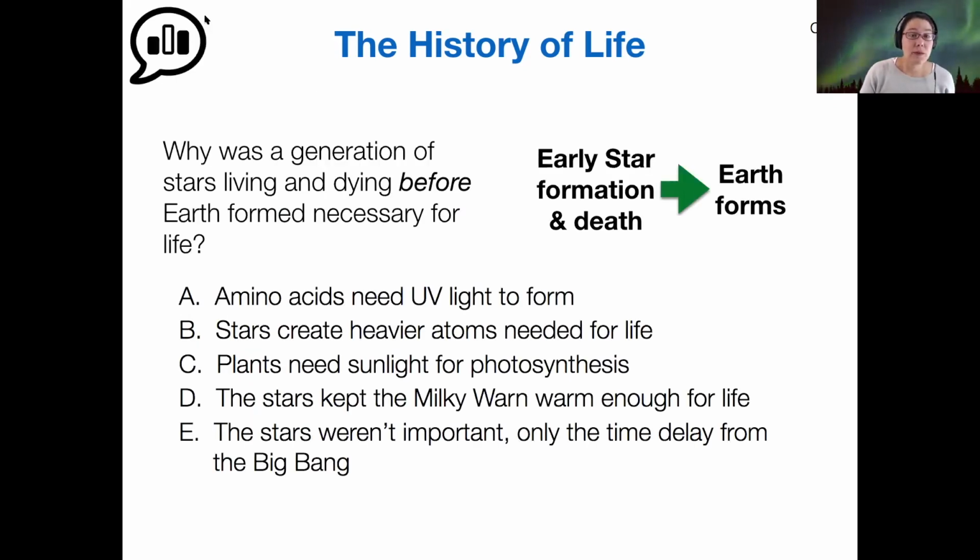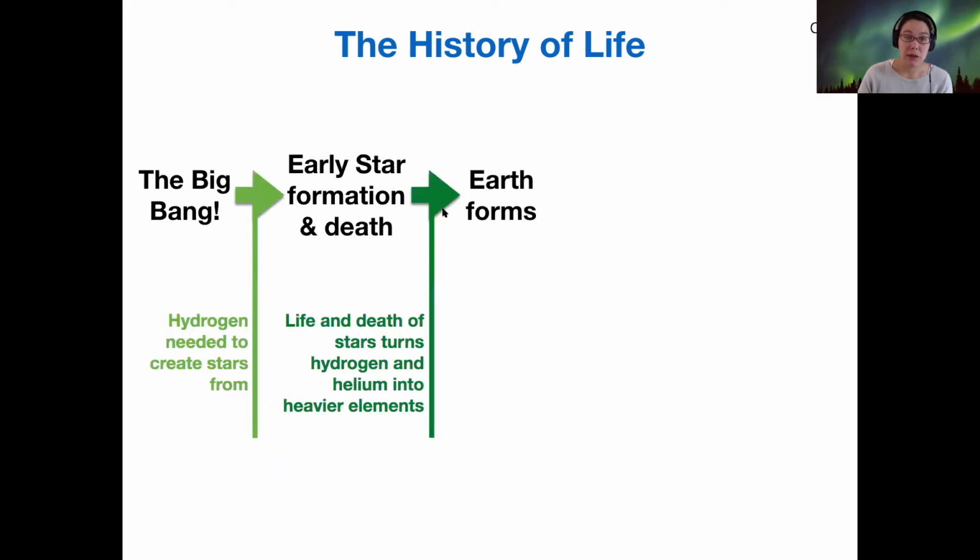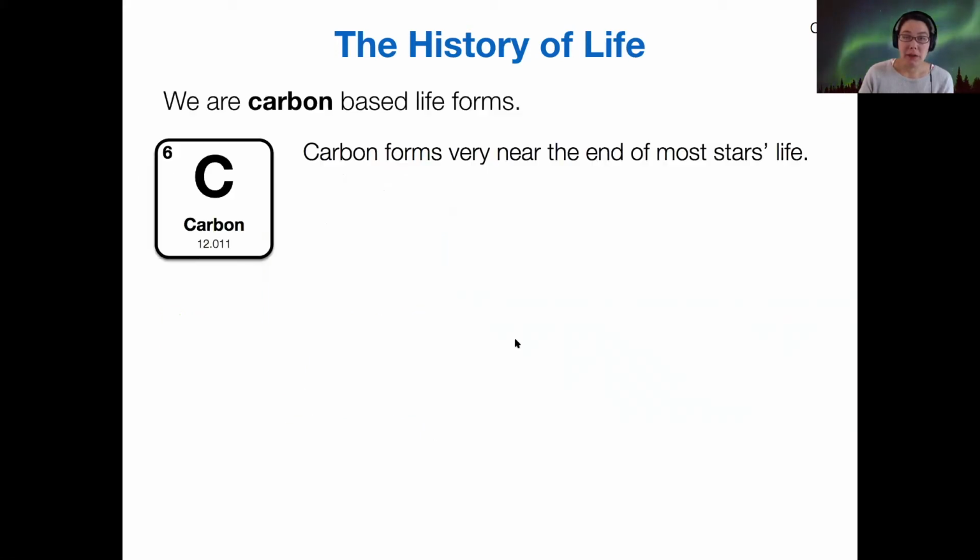So why is one generation of stars needed before the Earth formed in order to have life? Okay, yes. So we need heavier atoms than just helium in order to make life, right? And so we need another generation of stars to form those heavier atoms. So the life and death of the earliest stars turns hydrogen into helium, but also heavier elements. And the most important of the heavy elements for our purposes is carbon. So we and all the rest of life on Earth is based around carbon. And it turns out carbon only forms very near the end of most stars' lives. So when they're in the process of dying.